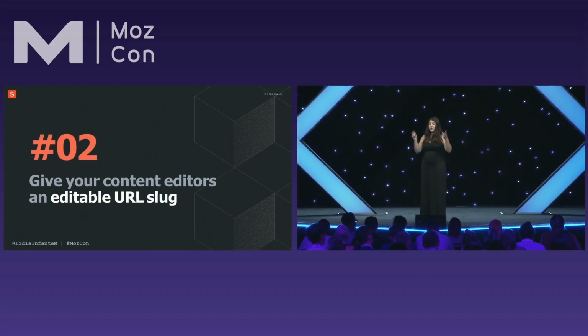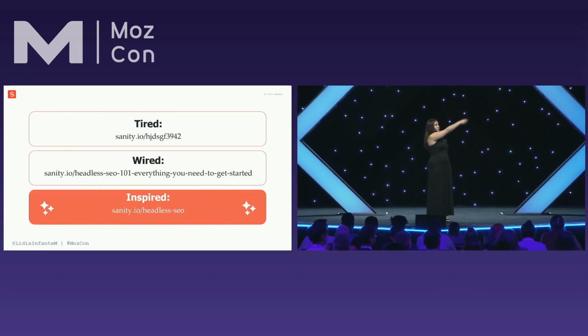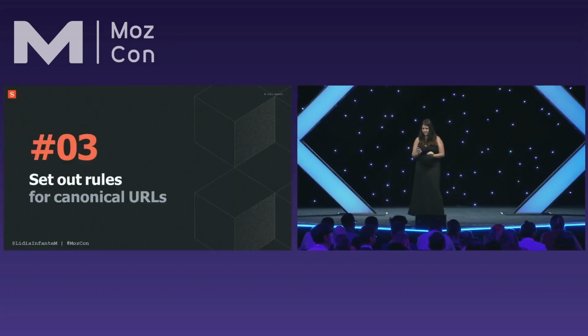Always request that your content editors can have an editable URL slug. Now, some of the people that are touching your website should not be anywhere near the URL slug, because we don't want them to change it. We don't want them to ruin our very good architecture. And it seems simple, but it is not a given. You don't want to end up with an exact replica of your title. You want to do exactly the URL that you want it to use.